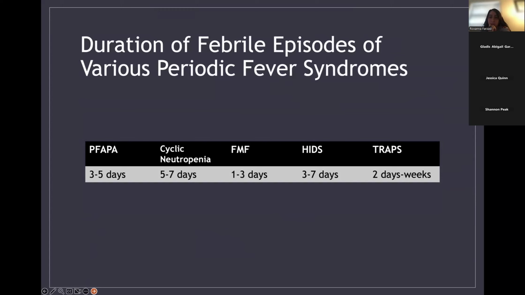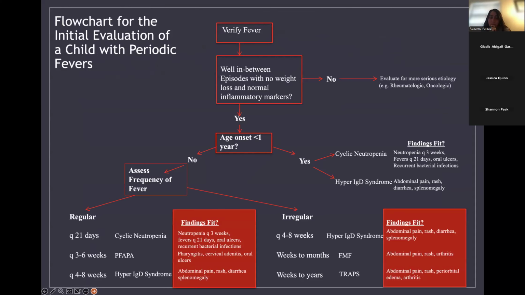You're going to look at the duration when they get a fever. How long do the fevers last? It varies by underlying disorder. You're going to look at associated symptoms, right? So I highlighted those in red there.